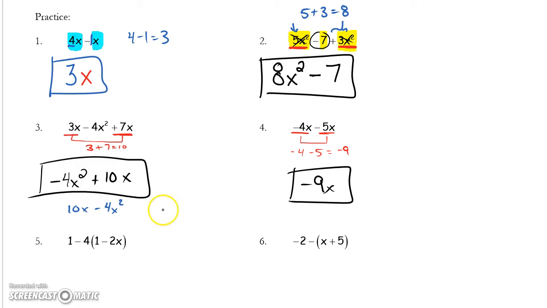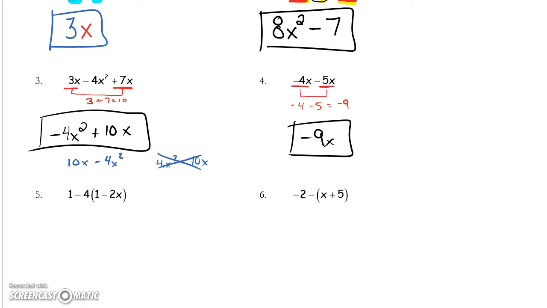But if you had 4x squared minus 10x, now it's not correct because you're saying your 10 is negative when it should be positive, and that your 4 is positive when it should be negative. And in this case, I have a negative 4 and a minus 5 in front of my x. The x stays the same. Negative 4 minus 5 is negative 9.